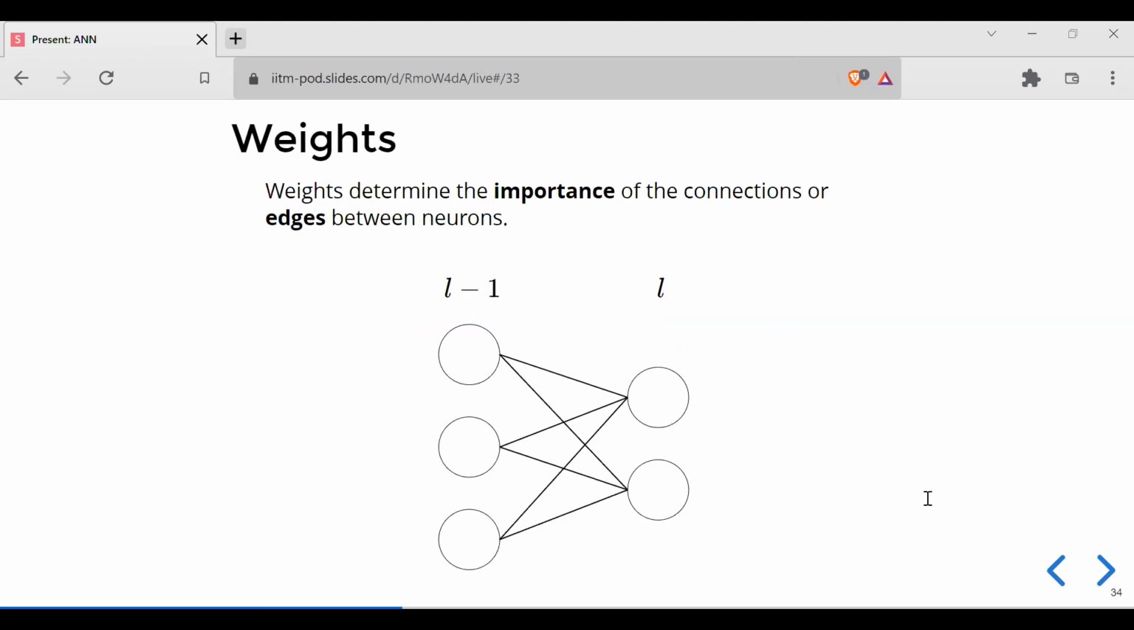So this is your (L-1)th layer, and this is your Lth layer. If there are 3 neurons, all the outputs from this will be inputs here. It will be the weighted sum followed by the activation function, right? This is just a perceptron or logistic regression model.